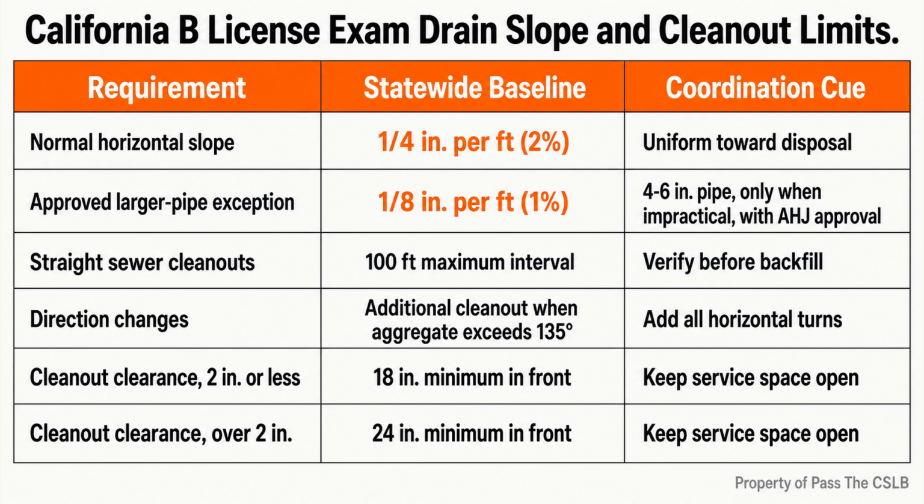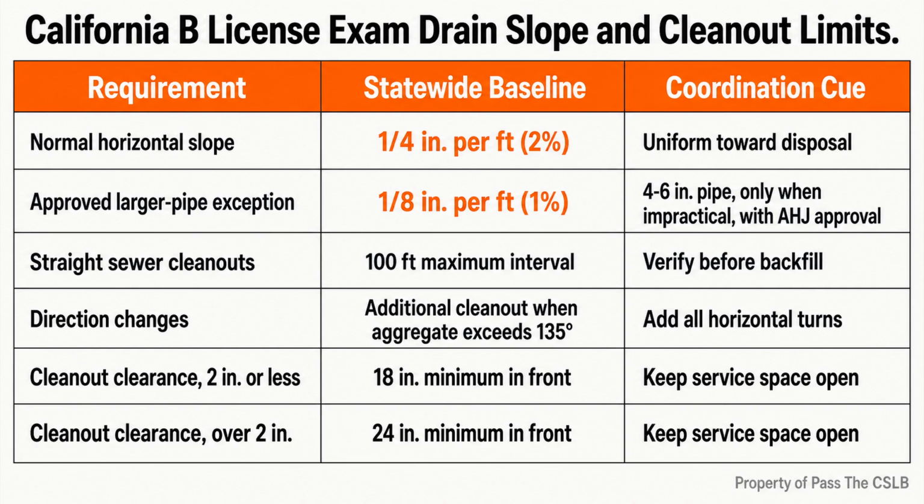On a straight building sewer run, cleanouts are installed at intervals not exceeding 100 feet. Direction changes create a separate trigger. An additional cleanout is required when the aggregate horizontal change in direction exceeds 135 degrees. Aggregate means I add the turns together.